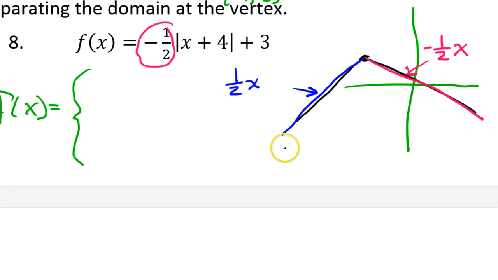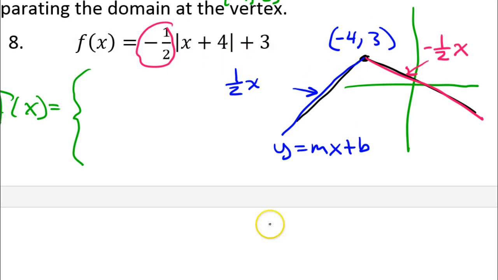To find the y-intercept, we will do y equals mx plus b, and we will use the vertex of negative 4, comma 3. So this is my x and this is my y. So y is 3, so this will be 3 equals. Now on the blue side, the slope is 1/2, so I'll put 1/2 for m, and then my x value is negative 4. So I've got negative 4 plus b. So I'm just trying to find b.